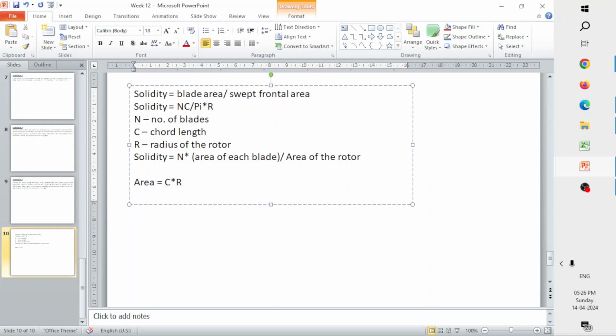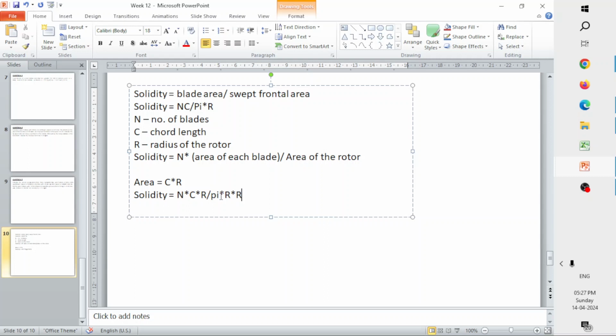or R, I will write. Then solidity is nothing but N times C times R divided by the area of the rotor. Since it's in circular motion, the area will be pi r square. So this R and R will get cancelled, and you will get solidity as NC by pi r.